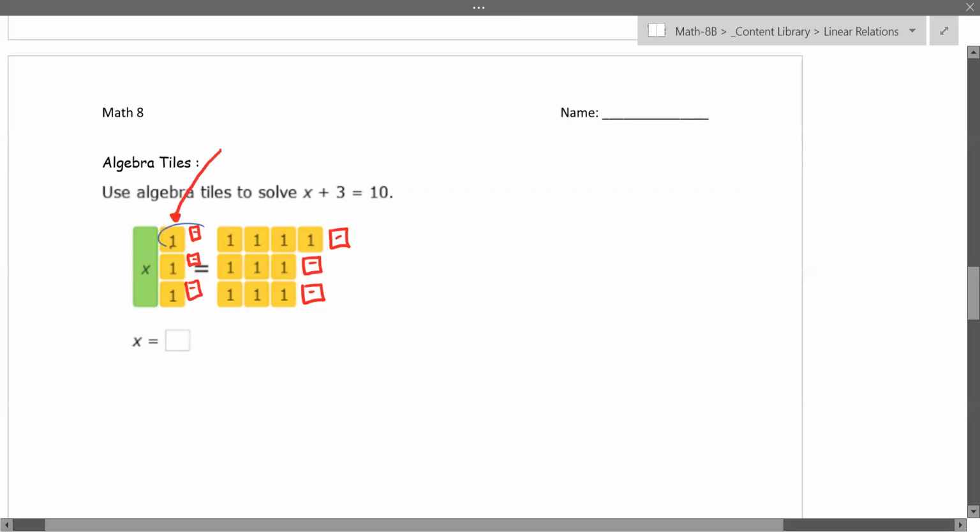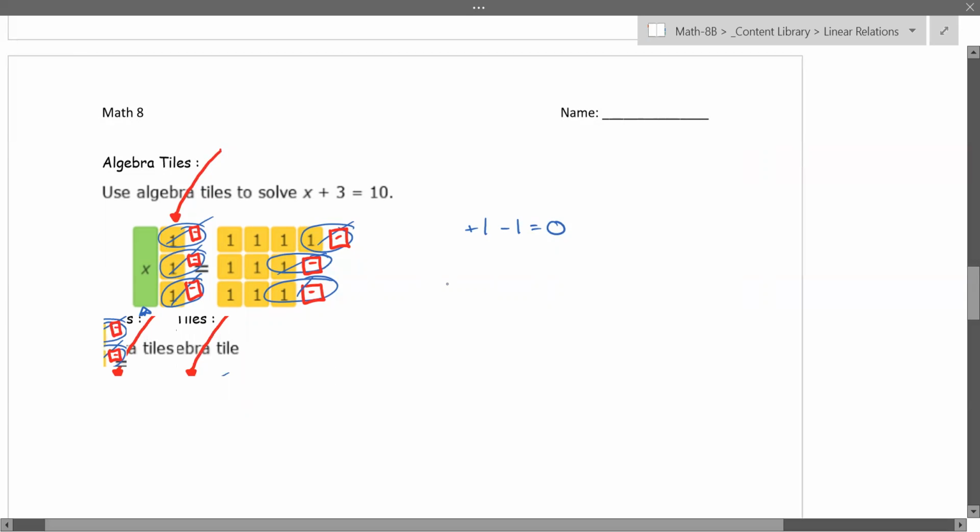A positive 1 and a negative 1 equals 0. So that means this group cancels out. This group cancels out. This group cancels out. Cancels, cancels, cancels, right? +1 minus 1 is equal to 0. So I have a single x left on this side with 7 ones on my other side. x equals 7.